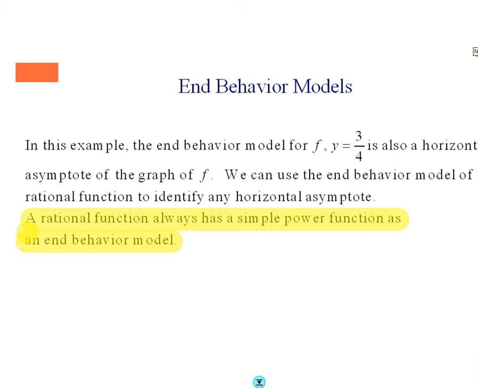So in this example, the end behavior is modeled by what we just found, y equals 3/4. If you notice, because of that, it is also a horizontal asymptote of the graph of f. We can use this end behavior model of a rational function to identify any horizontal asymptotes. It's just another way of identifying horizontal asymptotes, besides using the limits that we already did.